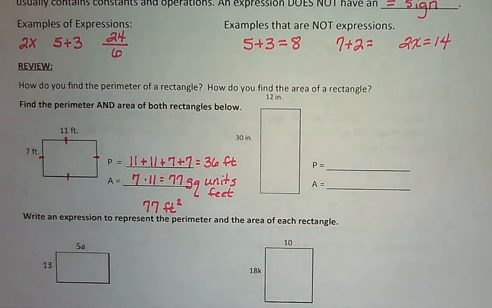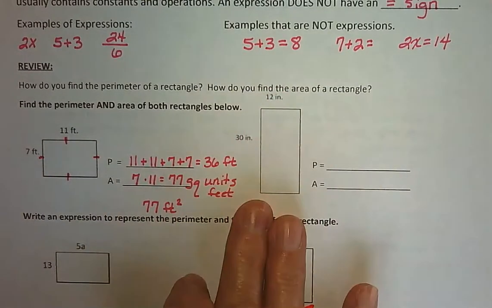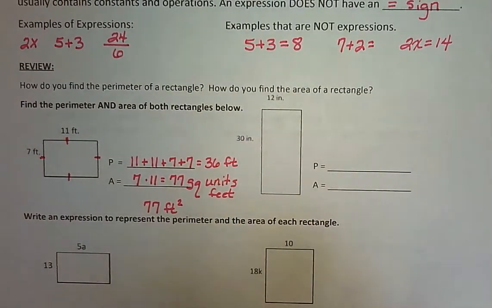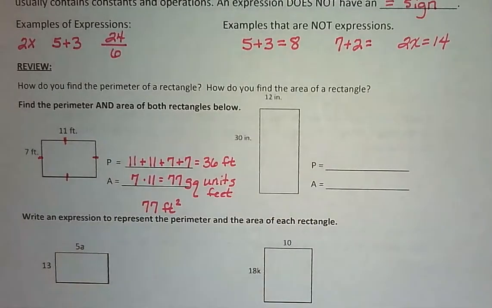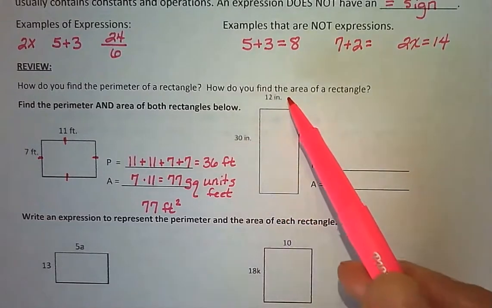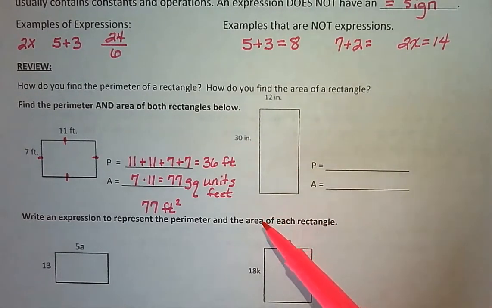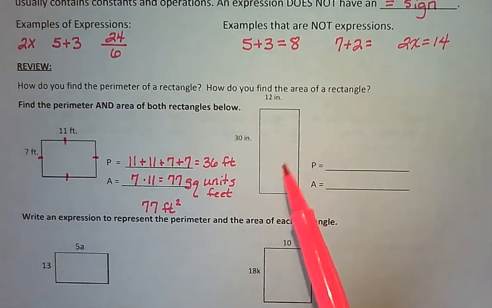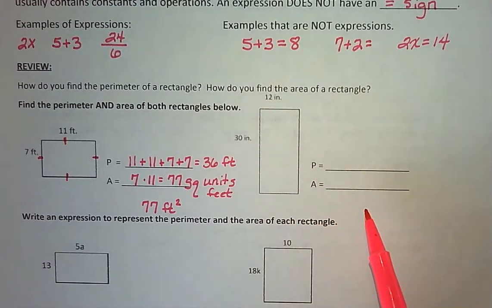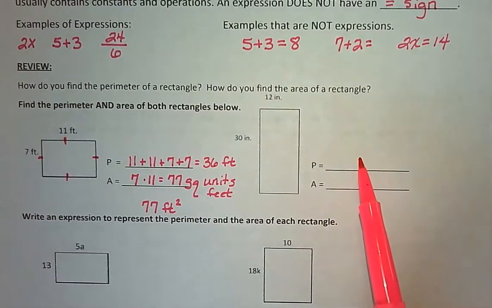All right, I want you to pause the video here, and I want you to work out the area and perimeter for this rectangle right here. So give yourself a little review here, and then after you've done that, start the video and check yourself. So over here, for perimeter, you should have added 30 plus 30 plus 12 plus 12 and gotten 84 feet. And then for your area, you should have done 30 times 12 to get 360 square feet. So your answers here should be 84 feet and 360 square feet.